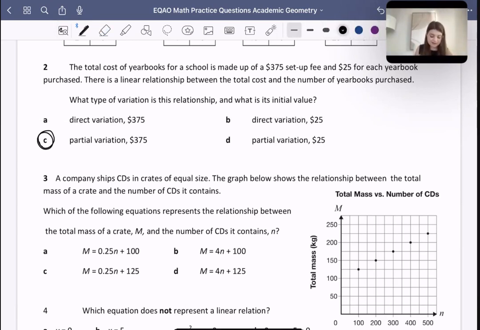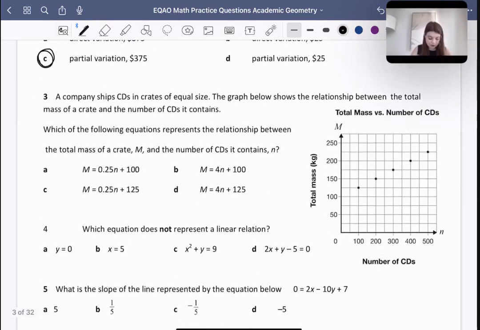In fact, if it's anything other than 0, it can't be direct variation if the initial cost is not 0. And so for that reason, saying direct variation with 375 and with 25, already those are contradictions right there. Okay, let's move on to example 3.